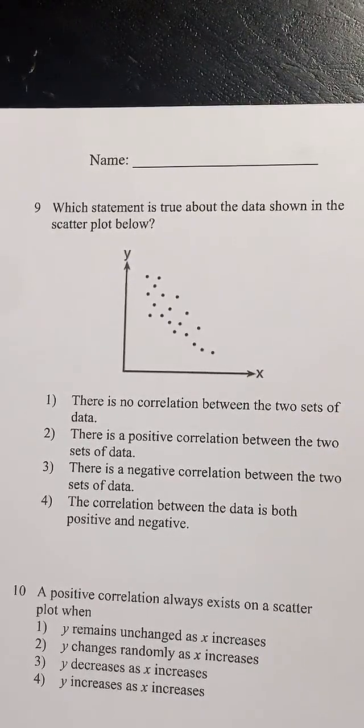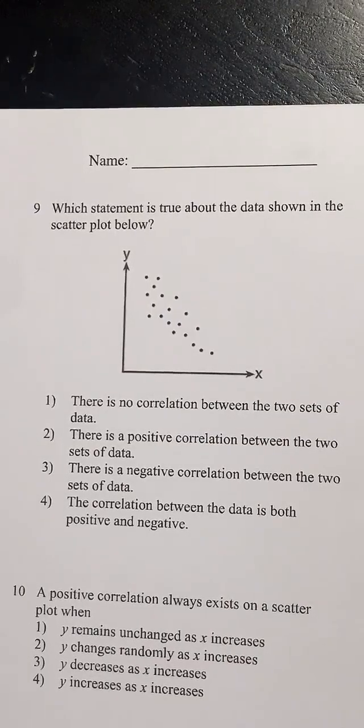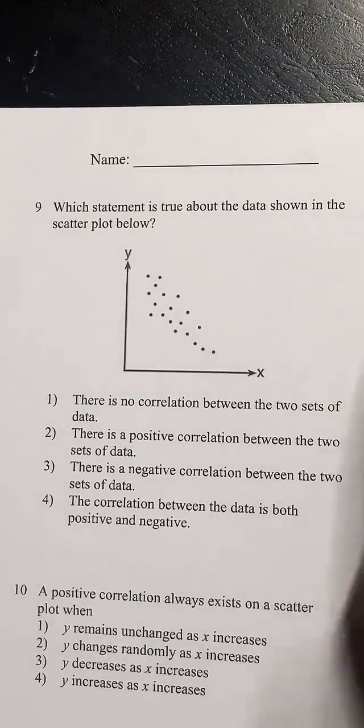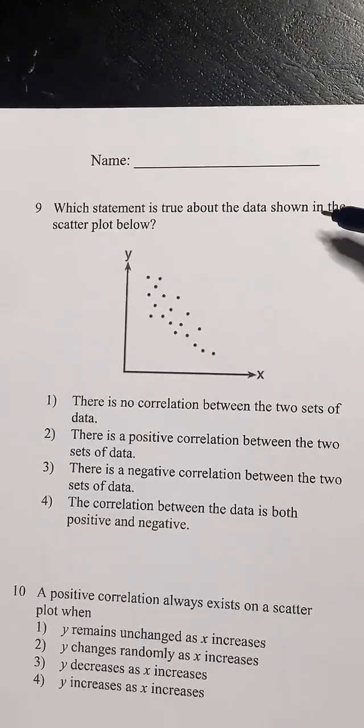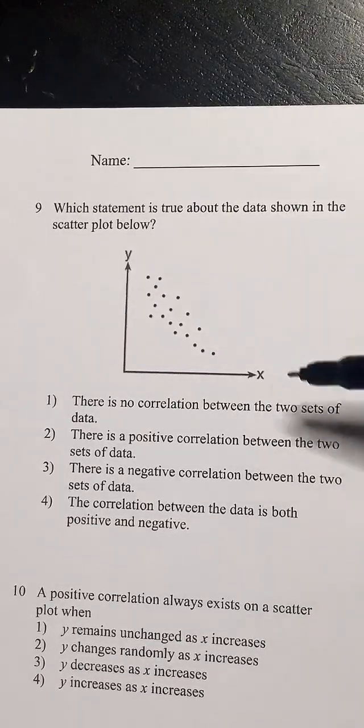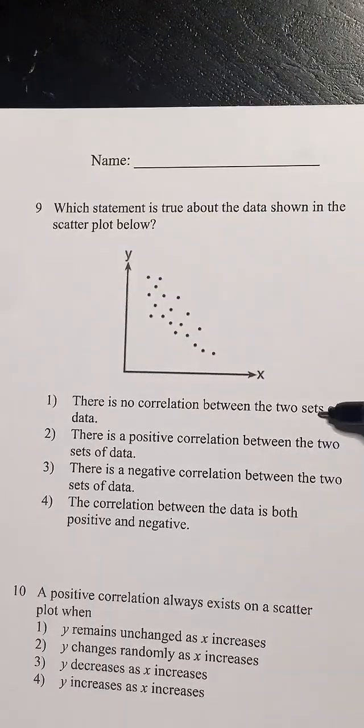Yep. All the data trending up for number 9. Okay. So which statement is true about the data shown in the scatter plot below? There's no correlation between the 2 sets of data. There's a positive correlation between the 2 sets of data. There's a negative correlation between the 2 sets of data. The correlation between the data is both positive and negative.